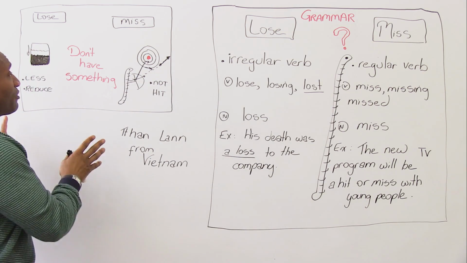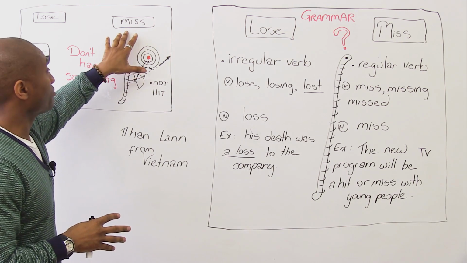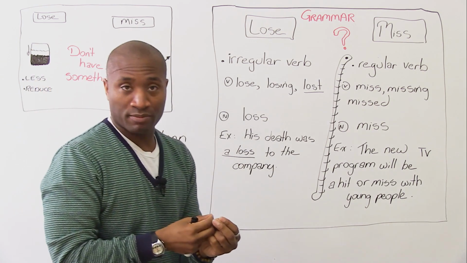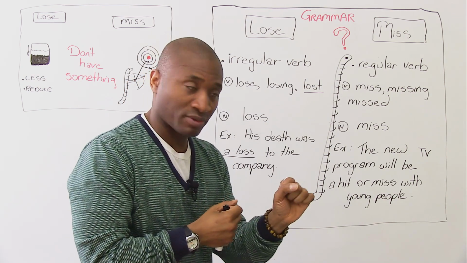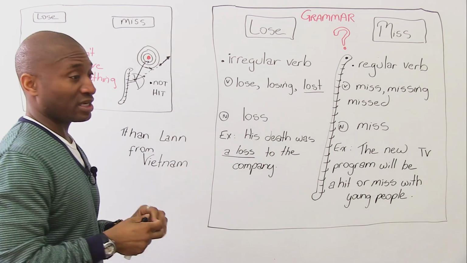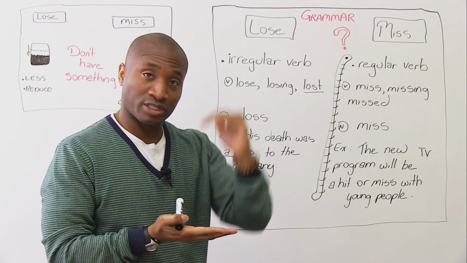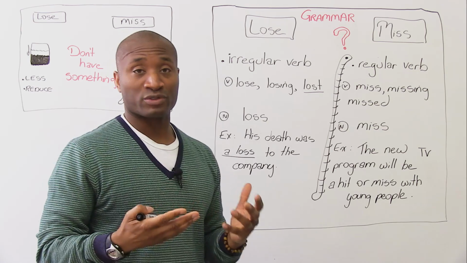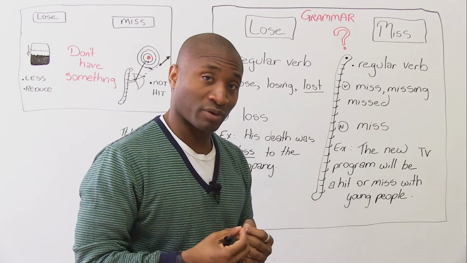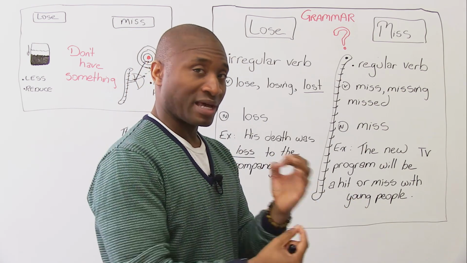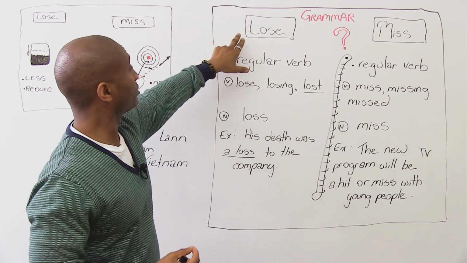All right. Now I've talked about basically what they mean. Miss means to not hit something, or not make a connection to something. Well, when you lose something, it means you can't find it. It's missing, or there's a reduction. But there's another difference as well. Let's talk about the grammar. We use them differently grammatically, and we're going to work on this now.